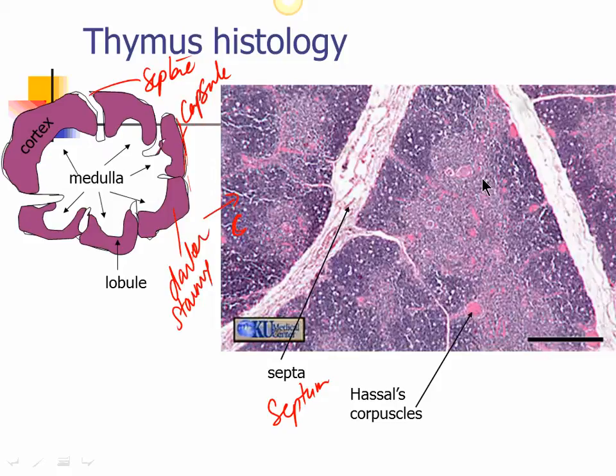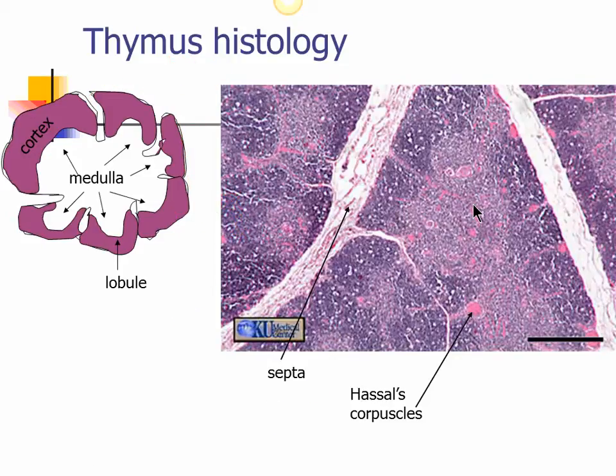And in the medulla, right here, so this here is the medulla. So here, this is the cortex. This area here is the cortex. This part here is the medulla. And very characteristic of the medulla is the presence of these round pink structures, which you can see here, which are known as Hassall's corpuscles. So this is a very typical feature of the thymus.